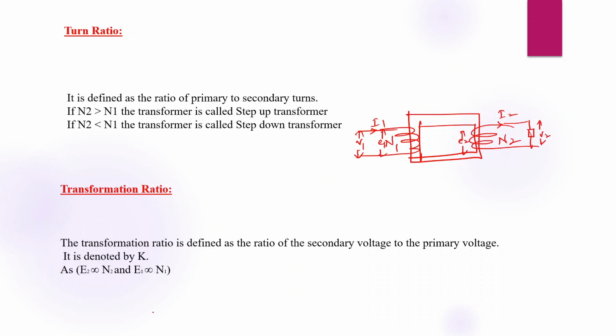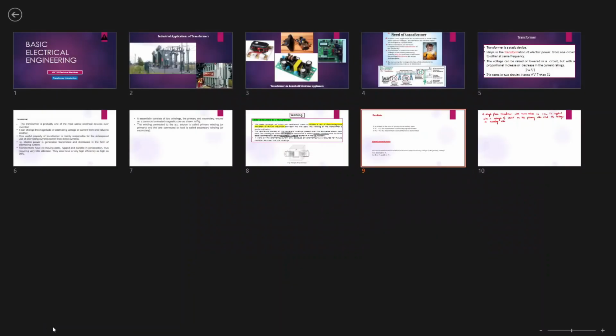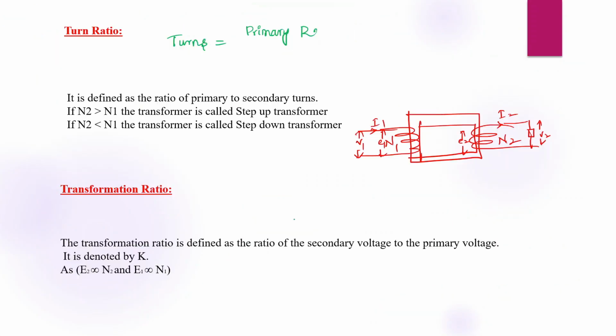So what is a turns ratio? The turns ratio is nothing but primary turns by secondary turns. Just the ratio of turns: primary turns by secondary turns.